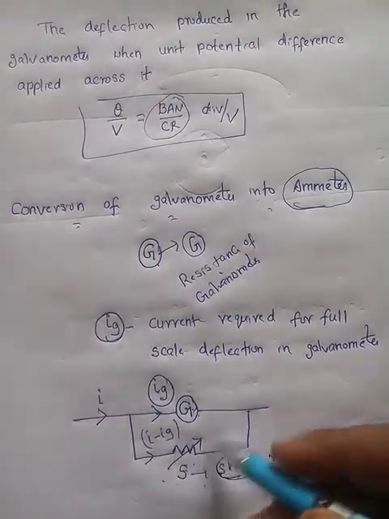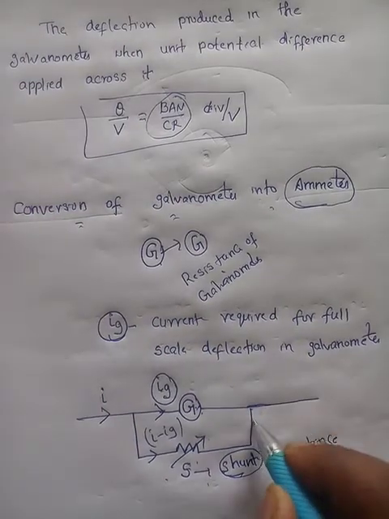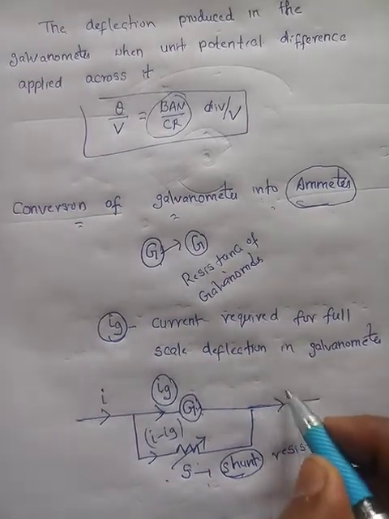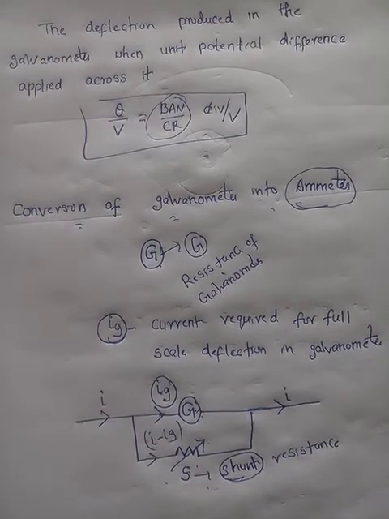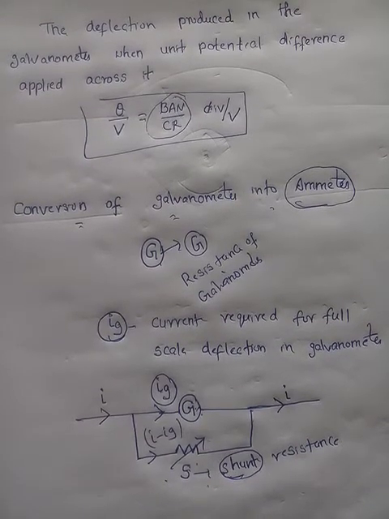So the remaining current flows here. Then again the current that comes here is I. So, how to convert a galvanometer into a voltmeter?